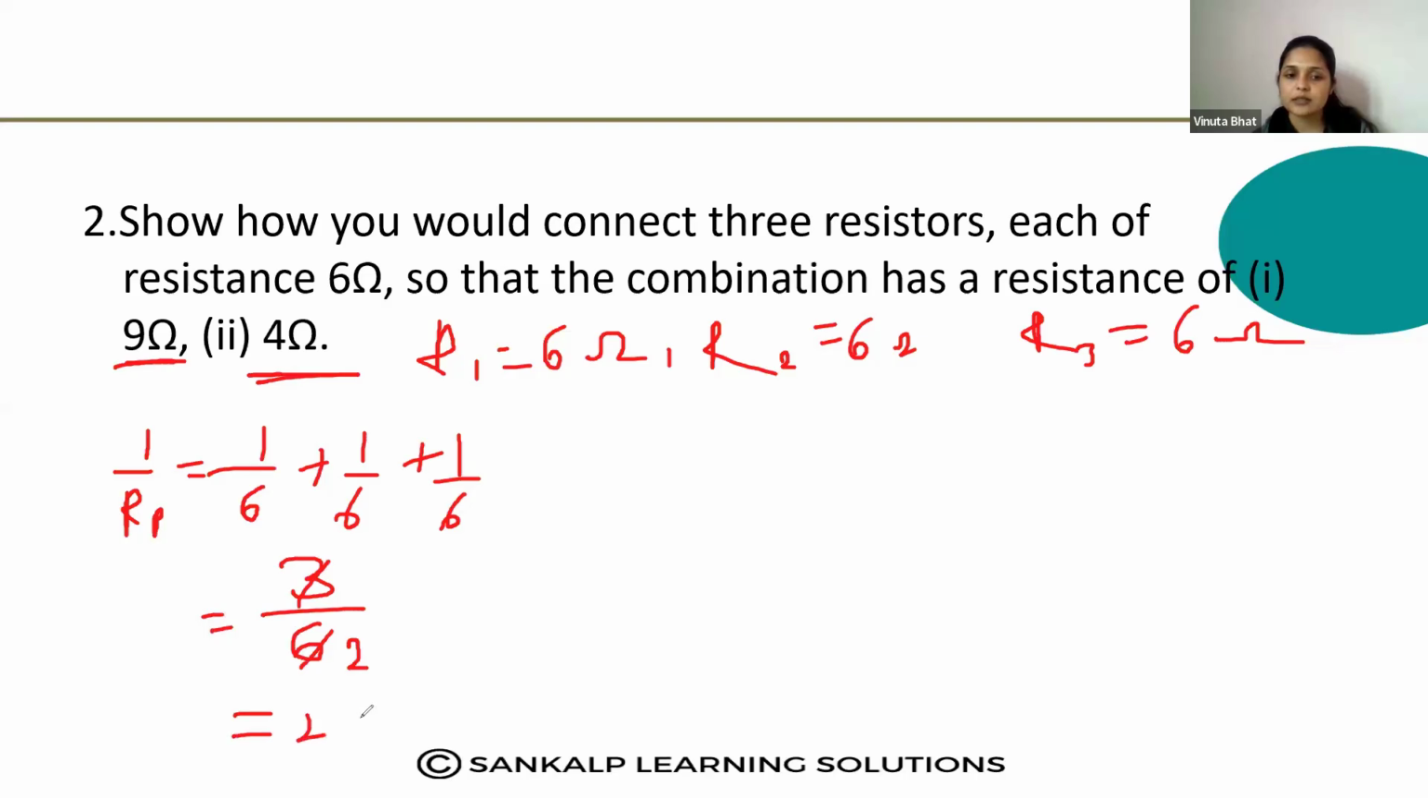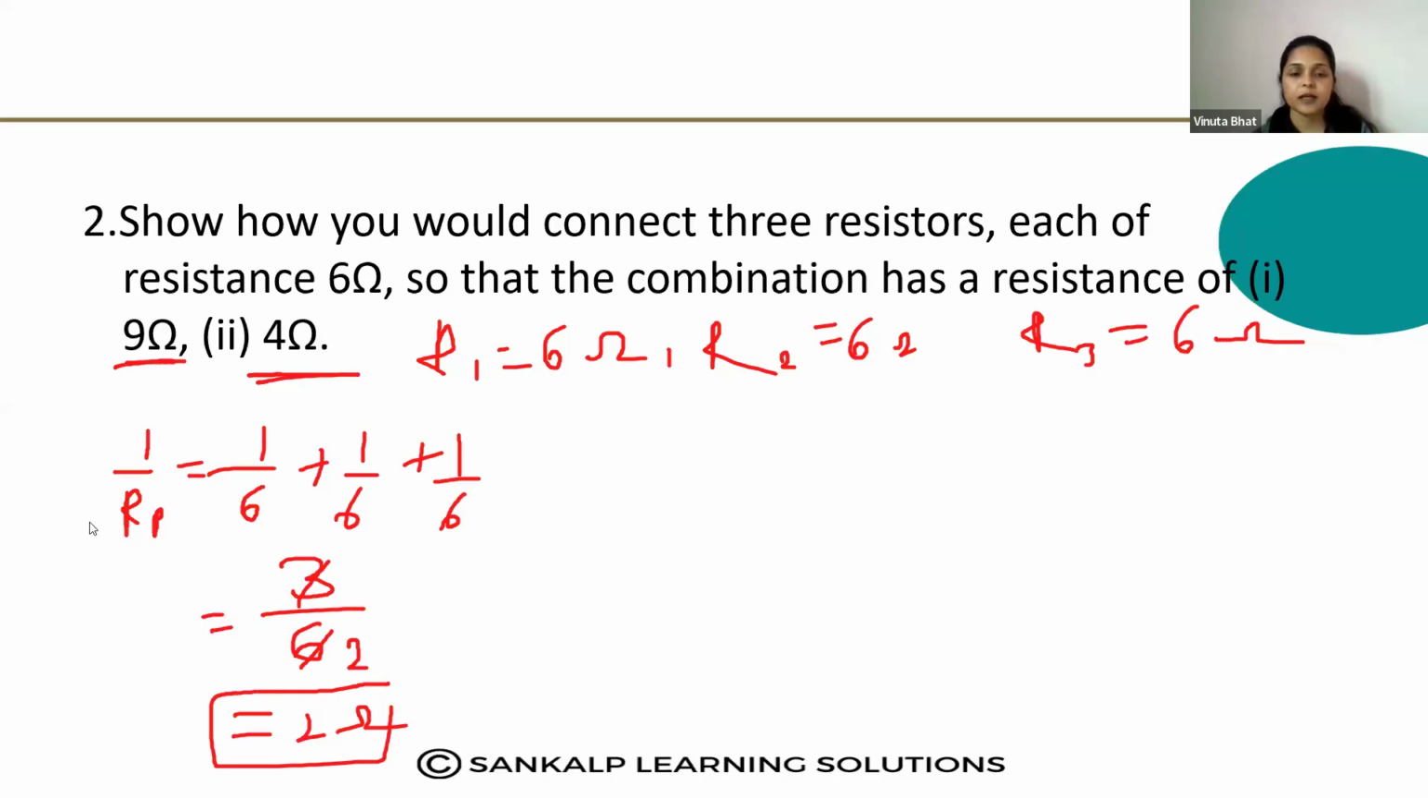What is the total resistance? That is 2 ohm, not 9 ohm, not 4 ohm. When these three resistors are connected in parallel, the total resistance will be 2 ohm, not 9 ohm, and not 4 ohm.